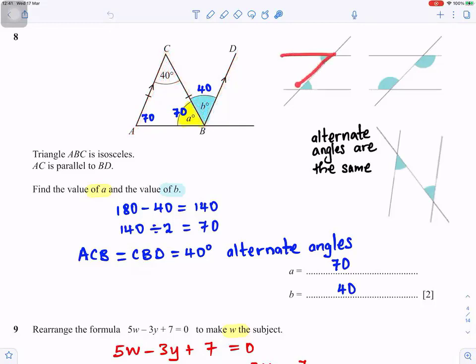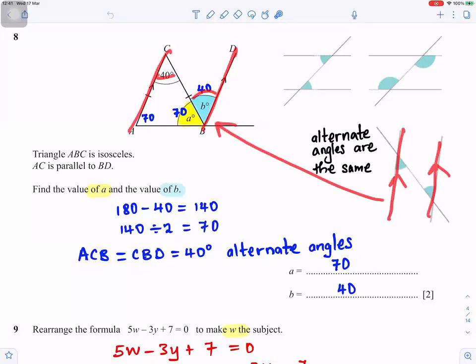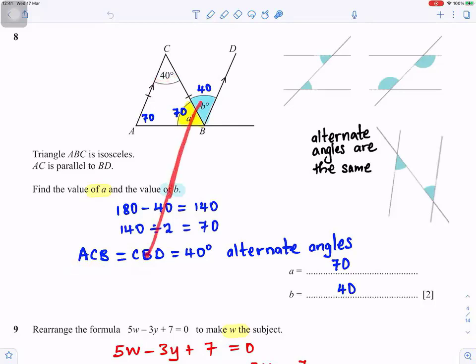I've put some alternate angles there for you to see where the two angles are the same. And if you take this one and turn it around, you'll get this. So this angle is the same. And you can see these two lines are parallel. It's similar to this one. Two parallel lines and the two angles the same. So alternate angles are the same. So ACB is 40 and CBD is 40. That angle is 40, that angle is 40. So A is 70, and B is 40.